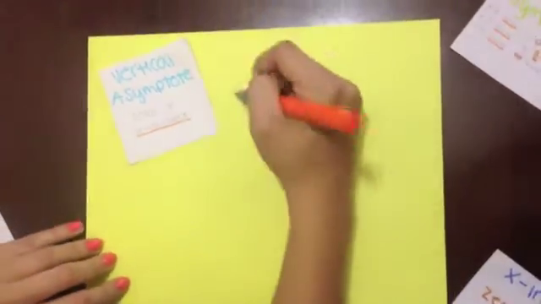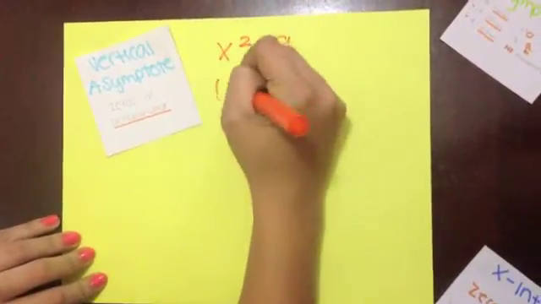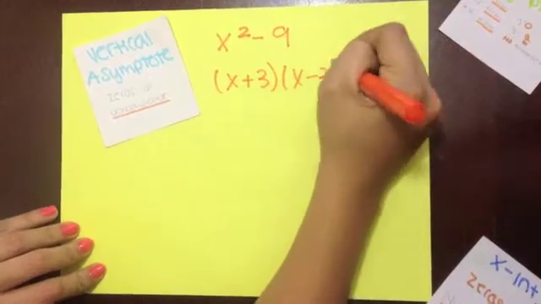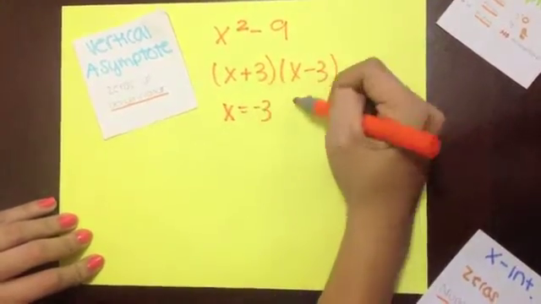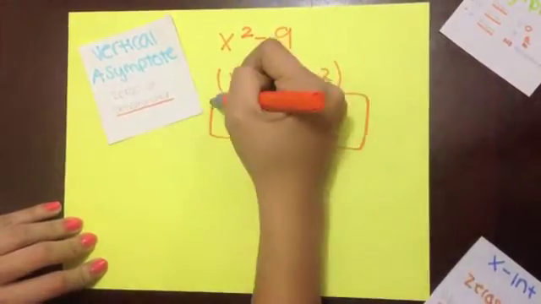To get the vertical asymptote of the equation, equalize the denominator to 0. x plus 3, x minus 3. So your answer will be x equals -3 and x equals 3.